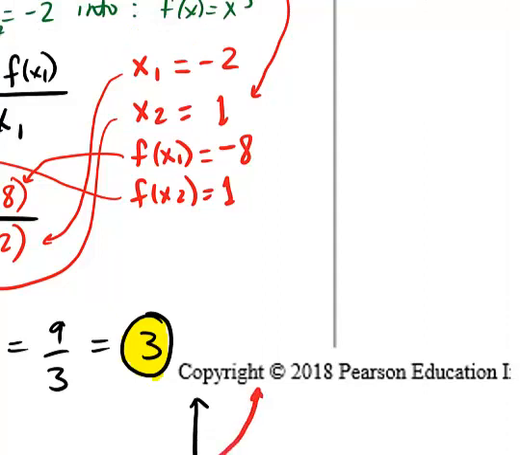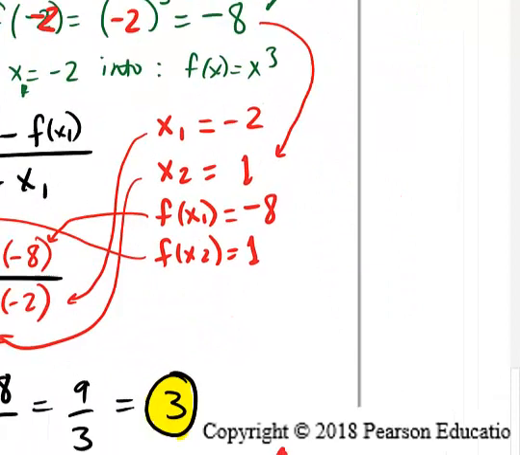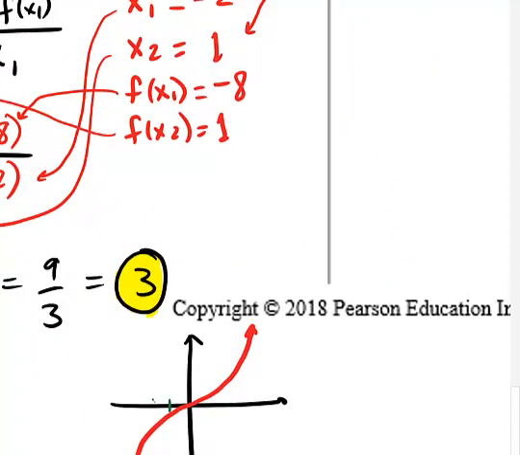They're saying from the x values that were given, x1 equals -2 and x2 equals 1. So between those two x values, -2 and here's 1, from here to here on the graph, the average slope is what we found, 3.